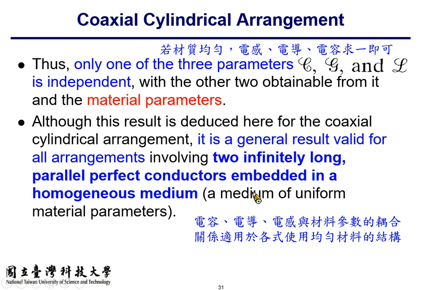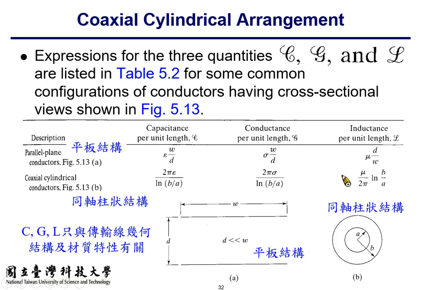Alright, so any two infinitely long parallel perfect conductors can be used to form the so-called transmission line. So, for example, we have parallel plate, and we have looked into coaxial structures.